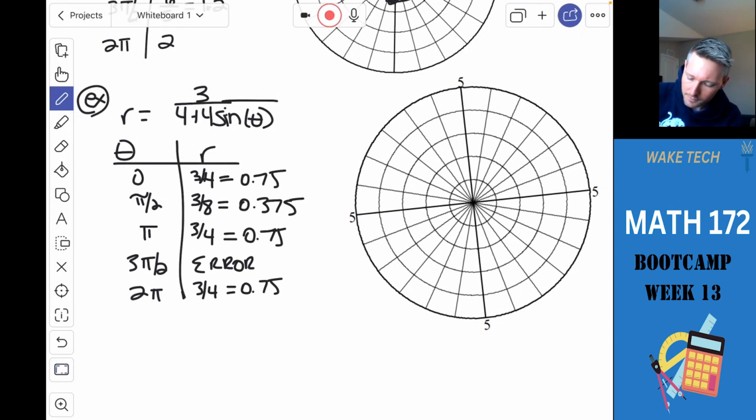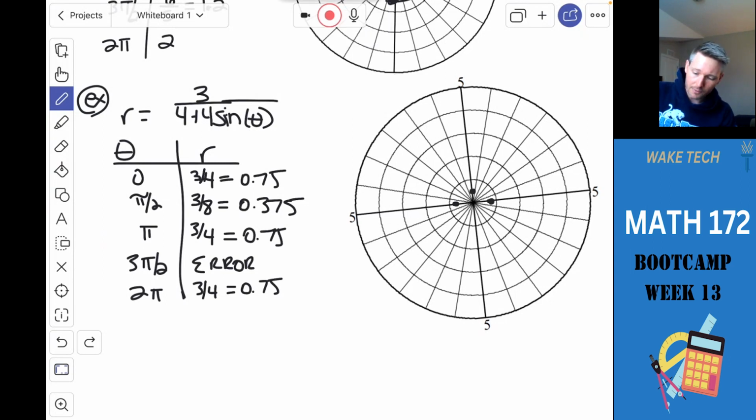All right, let's plot them all. So 0, 3/4, pi over 2 with 0.375, pi again at 3/4 or 0.75. At 3 pi over 2, we don't get any point, we get the error message. And then at 2 pi, we're back at 0.75. So only with parabolas is this going to happen.